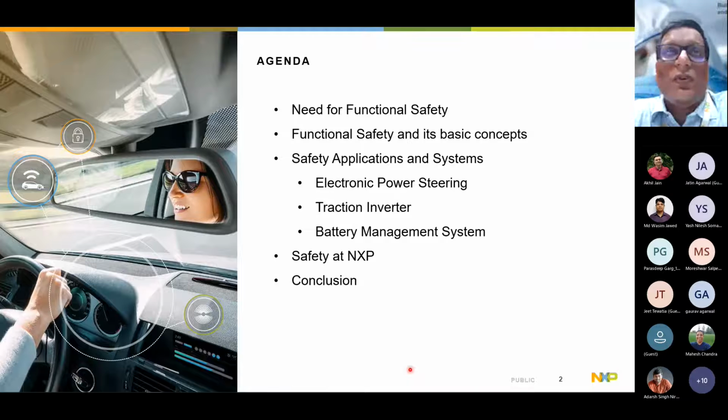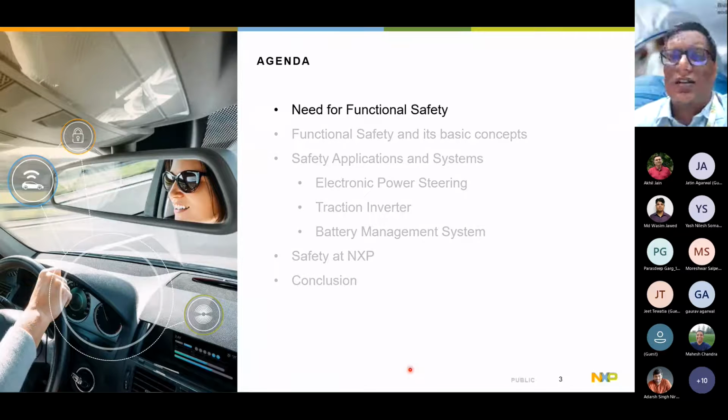I'll walk you through some of the processes that we have. That's an important part of functional safety, that you are following the right procedures and taking the right call whenever you're developing a system. So it's really important for you to know what we do at NXP, and this is something that you'll see at every organization dealing in safety systems. Finally, I'll conclude with a few remarks as to what you can do to enhance your learning and learn more about this area. Okay.